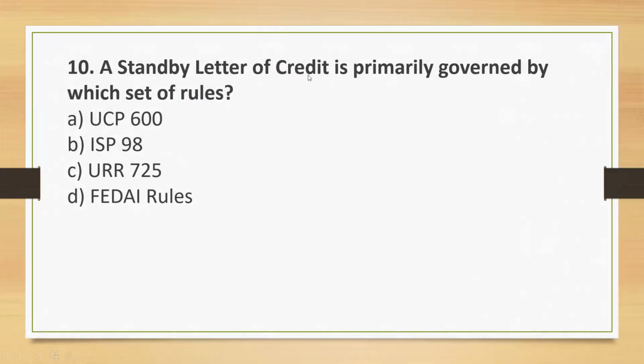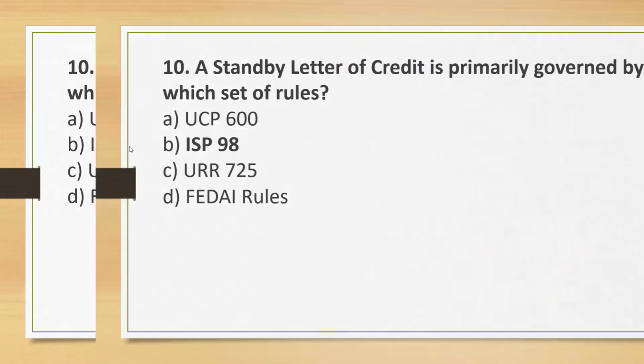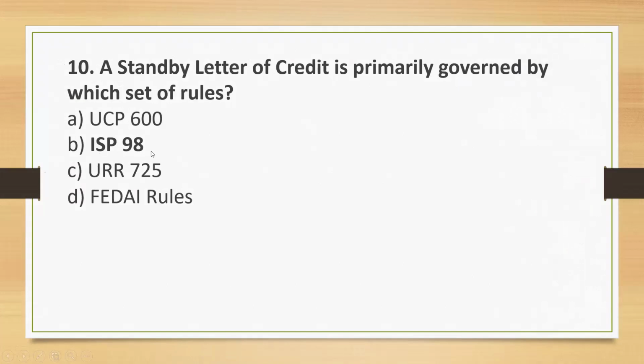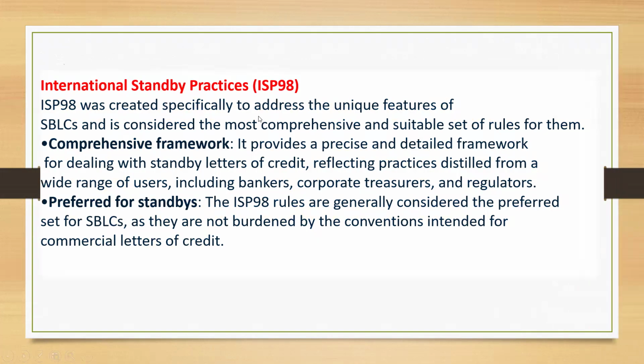A standby letter of credit is primarily governed by which set of rules? UCP 600, ISP 98, URR 725, FEDAI rules. Let's see the right answer. The right answer is ISP 98. ISP 98 is a special set of rules which only talks about the standby LC. So what is a standby LC? It is a type of bank guarantee.